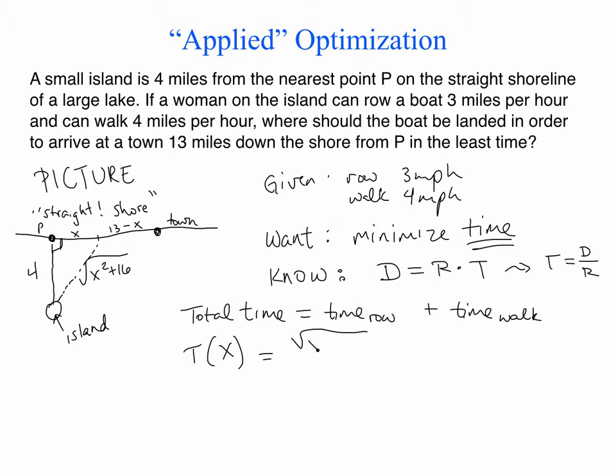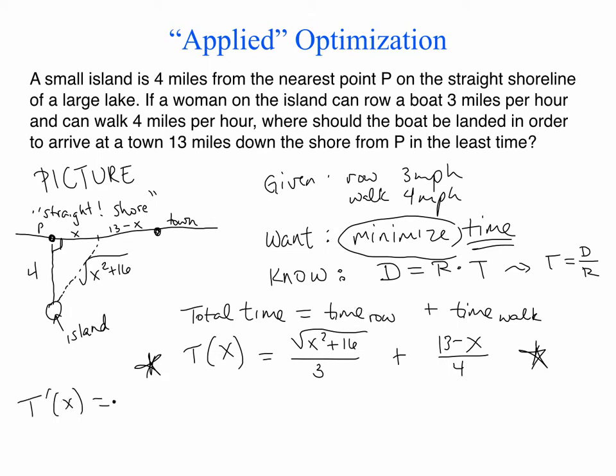The rowing time is the rowing distance divided by the rowing rate, and the walking time is the walking distance divided by the walking rate. So now I have a time function, and I want to minimize it. Now I can start doing calculus, so you take the rate of change. I'm doing this fast because we're running low on time.